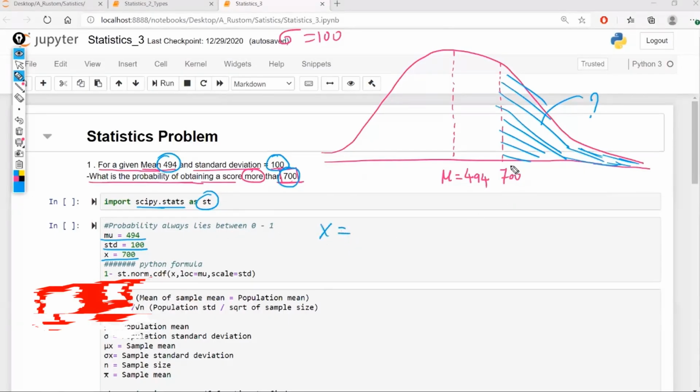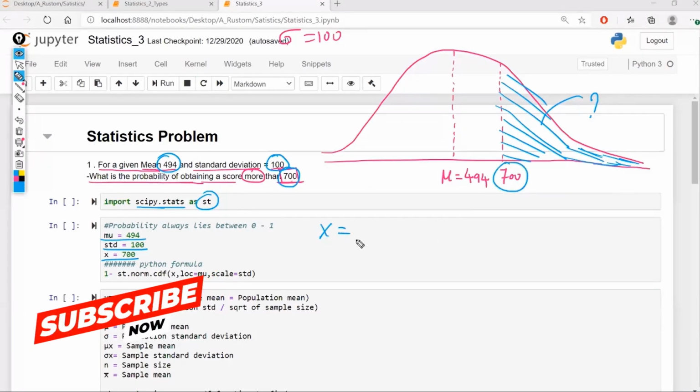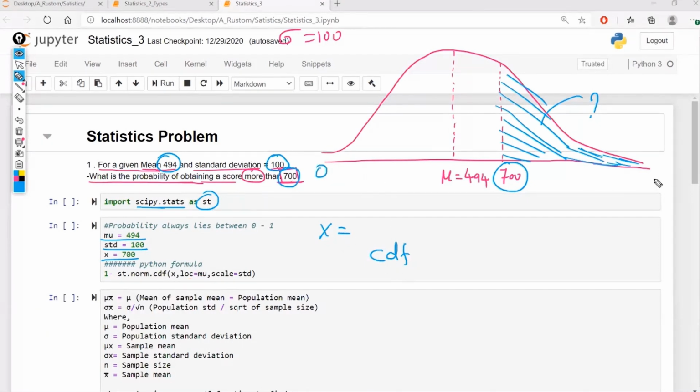is given, this data is given, then I'm going to use a CDF function, the cumulative density function, because we have data from 0 to 1 and I need to figure out the data in this portion. If x data is given, I will use a CDF function. And what is that formula? The formula is basically st, this scipy.stats dot norm, normal distribution, dot CDF function.